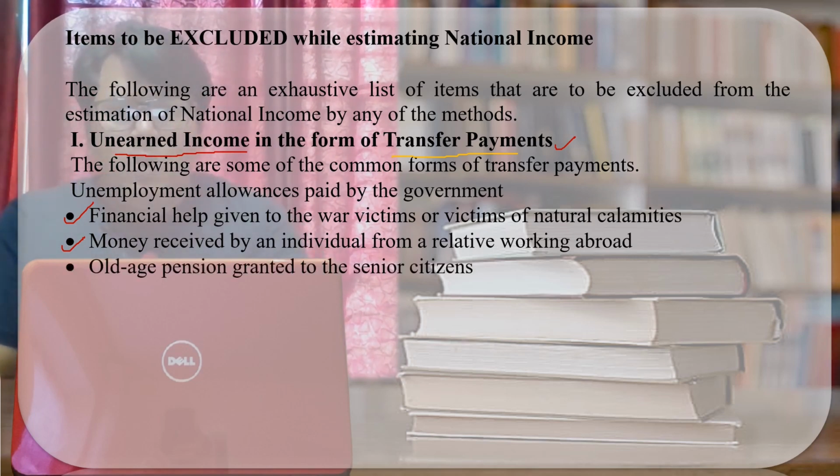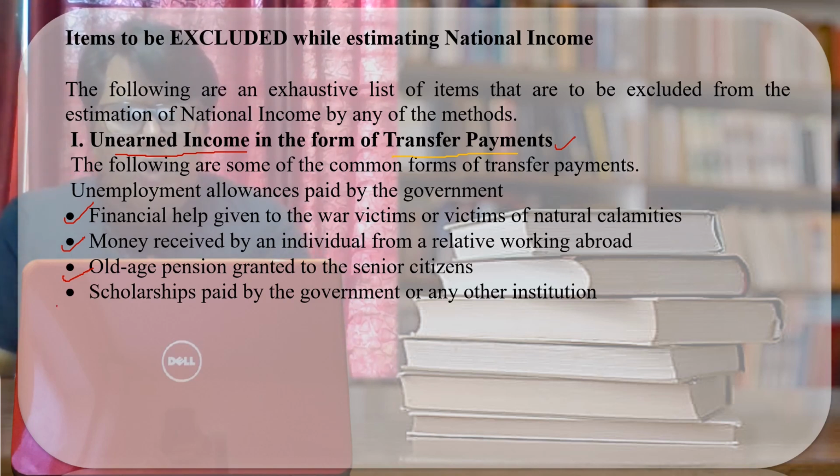Third is old age pension granted to senior citizens. The pension which the senior citizens are getting right now is unearned income. They have not earned it. They are not rendering any services right now. They rendered the service in the past and they are getting the money now. So this is unearned income, and it will not be considered while calculating the national income. It is nothing but a transfer payment only.